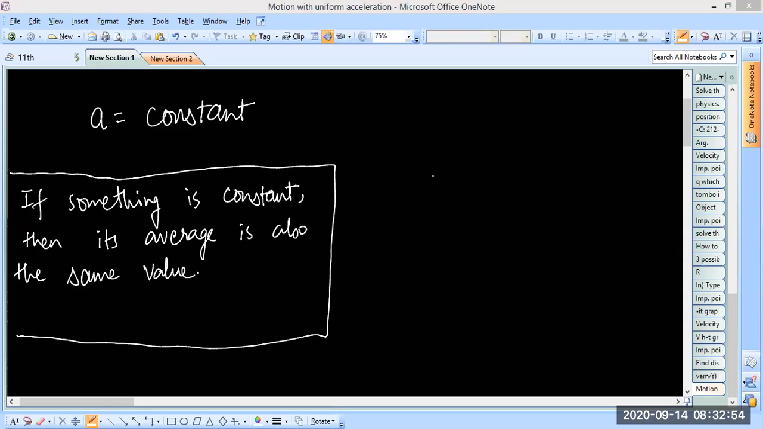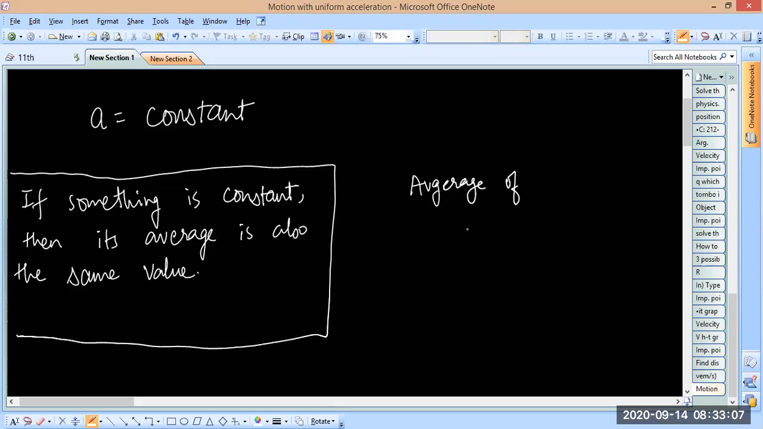Can you find the average? Actually, I don't want to call it mean, let's call it average only. Suppose you want to find the average of 1, 4 and 5. How much is the average of 1, 4 and 5?